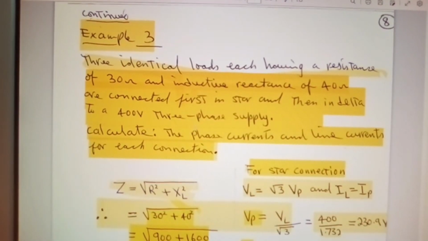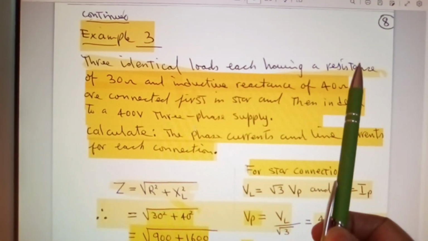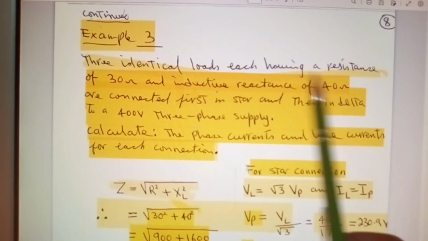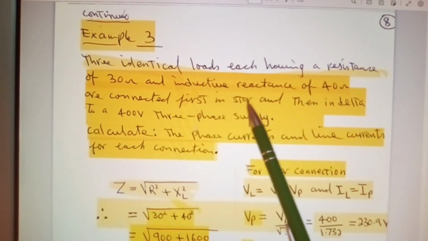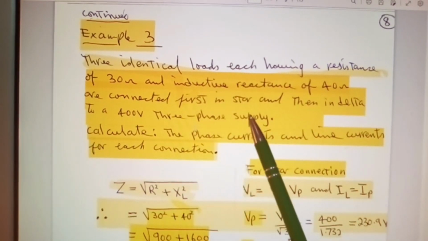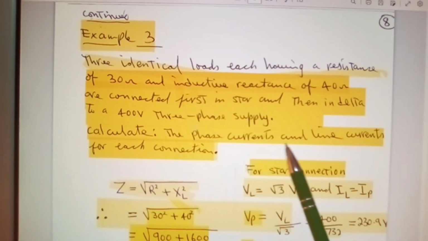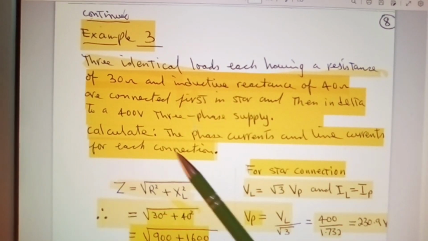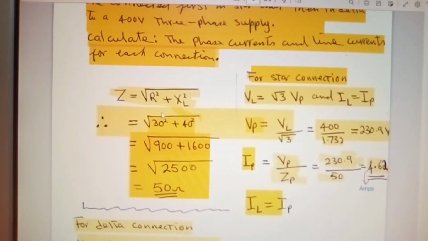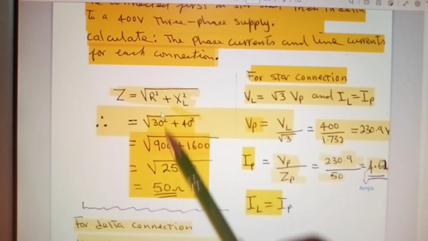And here we have example 3. Three identical loads, each having a resistance of 30 ohms and inductive reactance of 40 ohms, are connected first in star and then in delta to a 400 volt 3-phase supply. Calculate the phase currents and line currents for each connection. Here we need to find the impedance, and that we've done.